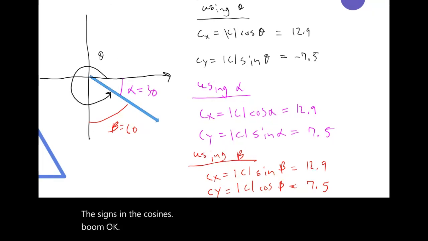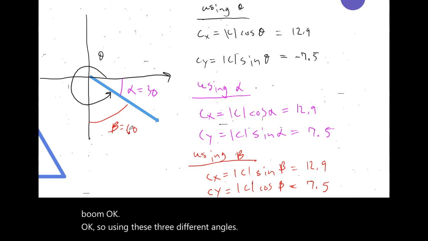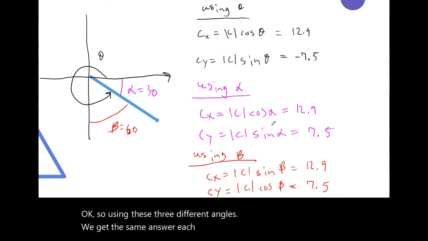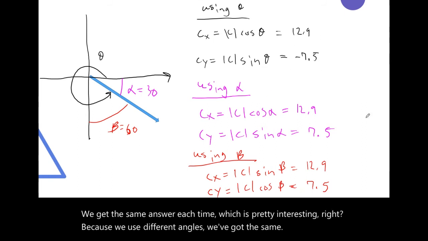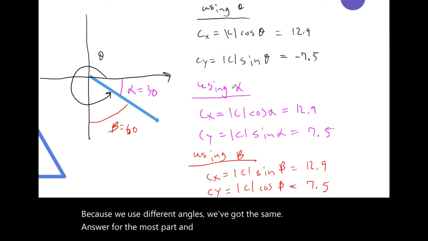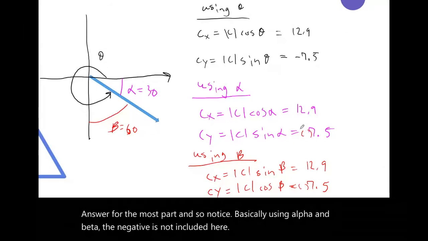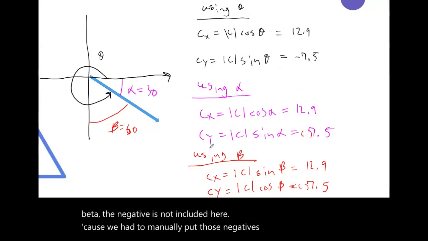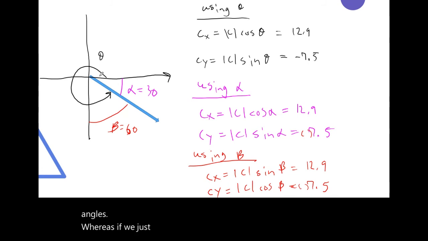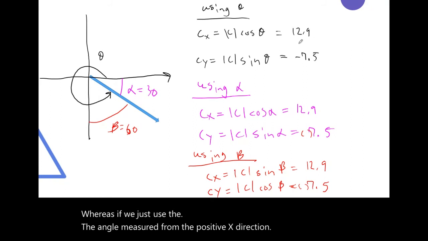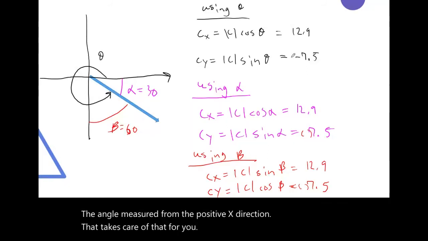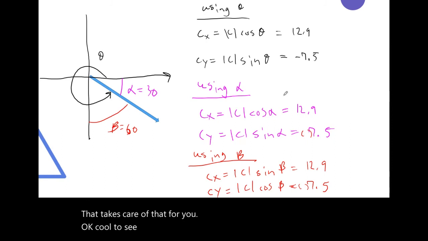Okay, so using these three different angles, we get the same answer each time, which is pretty interesting, right? Because we use different angles, but we got the same answer for the most part. And notice basically using alpha and beta, the negative is not included here because we have to manually put those negatives in using those angles. Whereas if we just use the angle measured from the positive x direction, it takes care of that for you. Okay, cool to see, right? I just really want to get that down there.